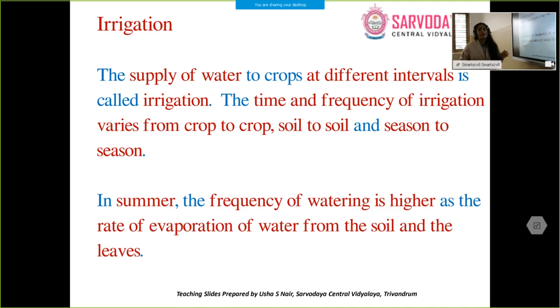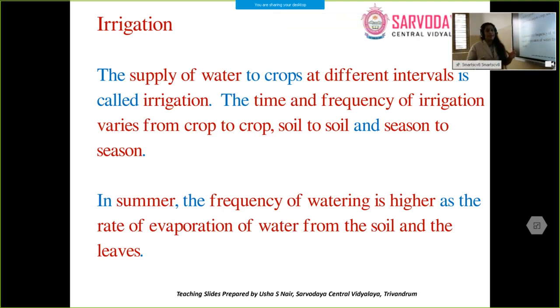Okay, the paddy normally requires the rainy season. They can only grow then. You cannot take the paddy plant and put it up in the summer season. So each crop has its time and frequency. It varies from crop to crop, soil to soil, and season to season. But we should make sure the crops are watered accordingly, depending on these factors I've mentioned.